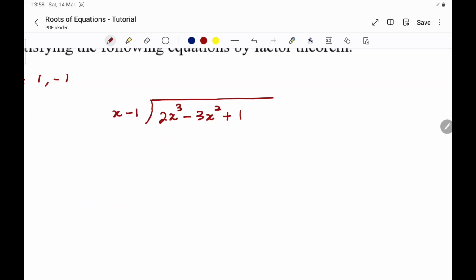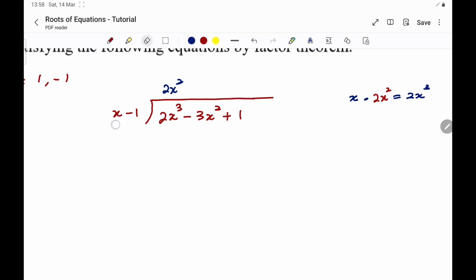Okay, the first step: if you see here, what value when we multiply with x gives 2x cubed? So we put it at the right side. What value multiplied with x? If you think properly, you're going to get 2x squared. So you put on top 2x squared.